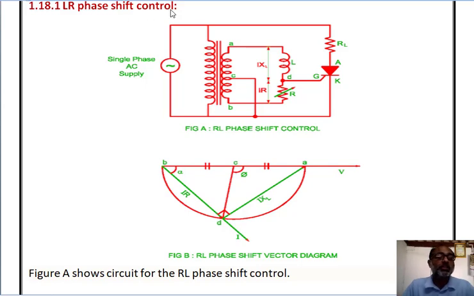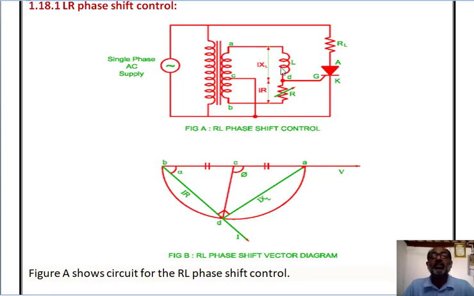RL phase shift control. The figure shows the circuit for the RL phase shift control. It consists of one step-down transformer whose secondary winding is center-tapped. One variable resistance R and the fixed inductance L are connected in series, and this series combination is connected to the secondary winding of the transformer.